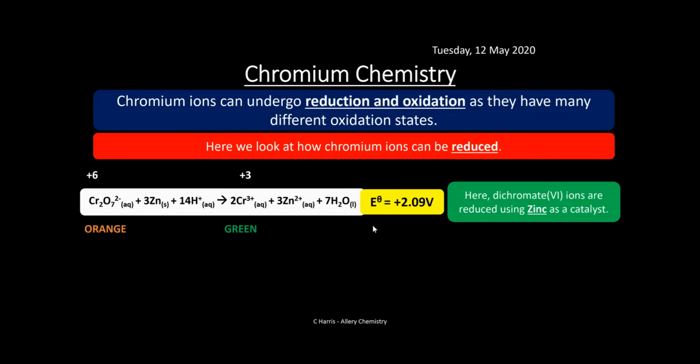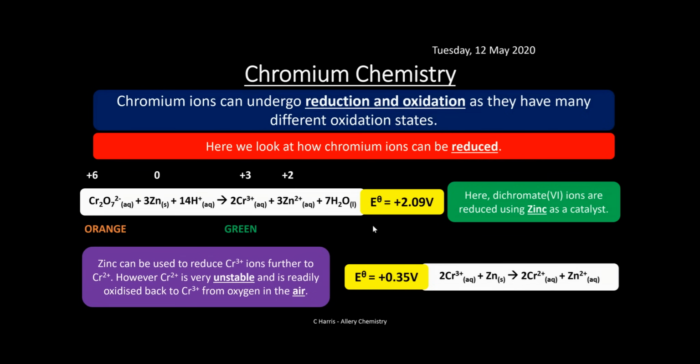So you can see here we've gone from a +6 oxidation state for chromium to +3, and we get a colour change. It goes from orange to green. That is an indication of chromium being reduced, and hence the zinc is being oxidized because it's gone from 0 to +2, which is there.